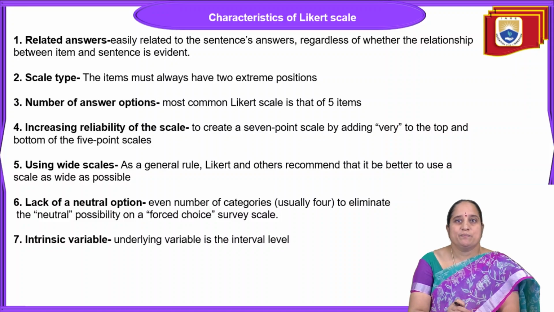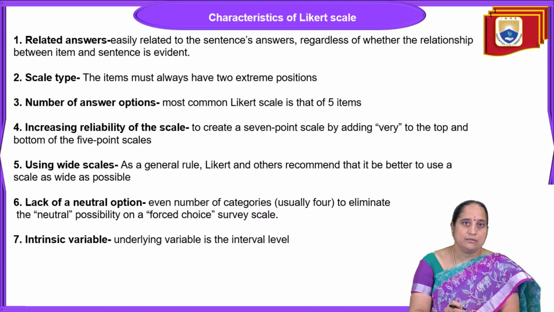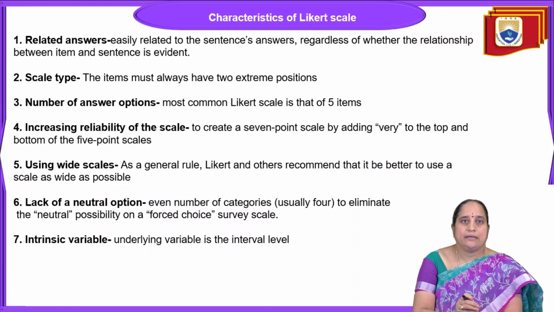So these items must always have two extreme points or positions, you can say, agree and disagree, where we used to talk about highly agree and highly disagree. So these two points are known as extreme positions. Then the third characteristic is the number of options.